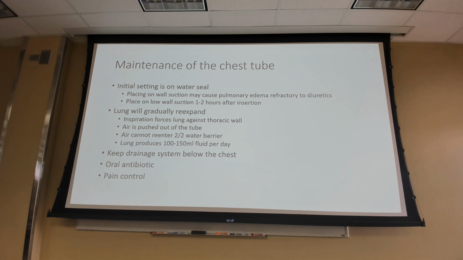And then the lung will gradually re-expand as that patient is inspiring. That should hopefully force the lung against that thoracic wall, and it eventually pushes the air out. Technically, air is not supposed to re-enter because of that water seal, so if everything is correct and everything is inside the pleural cavity, we shouldn't have any air leakage in that water seal chamber. And then you'll typically get 100 to 150 milliliters of fluid out of the lung daily. And then that Pleurovac needs to be below the chest or wherever you inserted it.